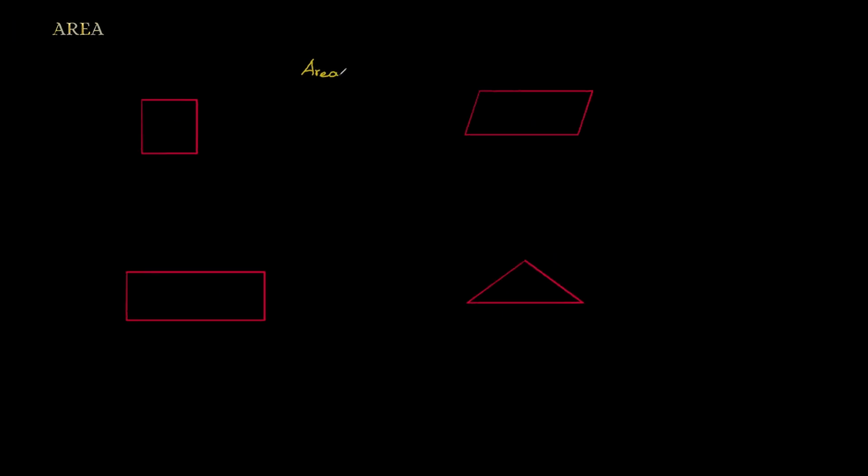So the first shape here is square. The second shape here is rectangle. The third shape given here is parallelogram. And the last one here is triangle. So all these are 2D shapes. So here we are going to calculate the area for square, rectangle, parallelogram and triangle using formula.